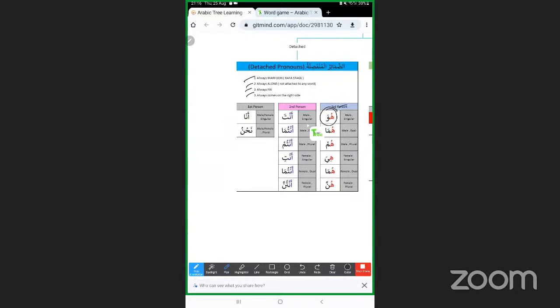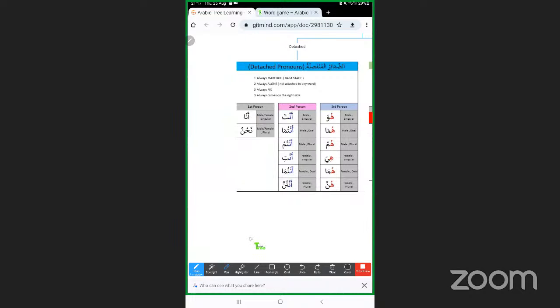They are alone. They are not attached to anything on the left or the right, and they are always fixed. Huwa will always remain huwa. Huma will always remain huma. They will never change their spelling, and they always come on the right side, and then something comes. If they are coming alone, that means the attached pronoun will always come attached with something. If they are always fixed, that means some sort of trouble will be there with the attached pronoun. So this is a common thing you can understand.